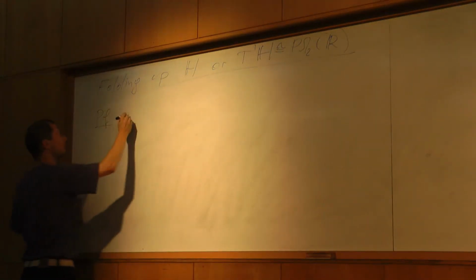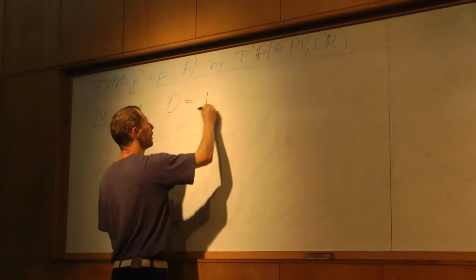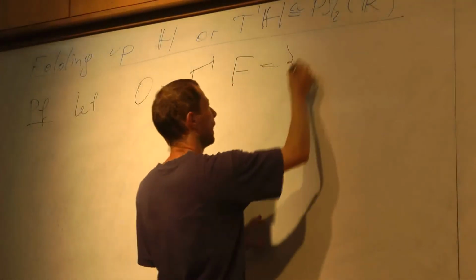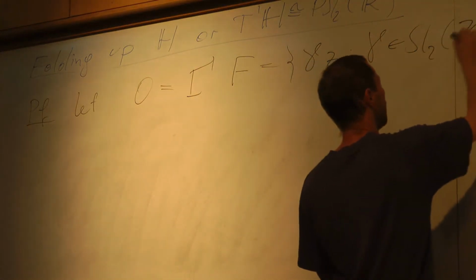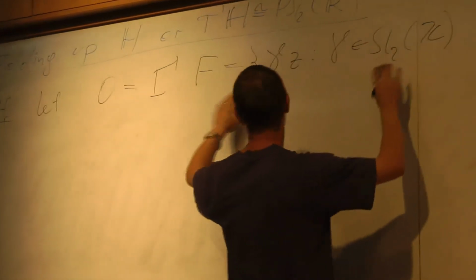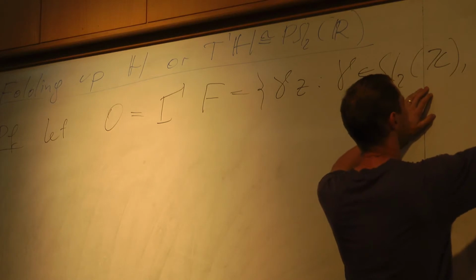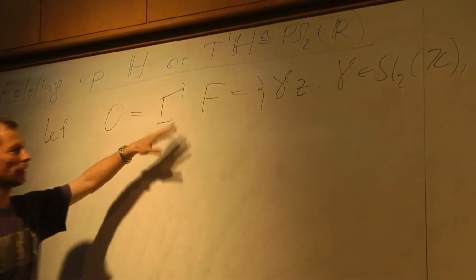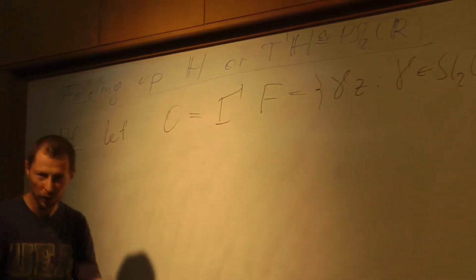Proof: another set O will be equal to gamma F. So I take all the possible elements gamma Z for gamma in SL2 Z, and Z in F. I take all these possible points that I get from SL2 Z and my fundamental domain that I want to prove is a fundamental domain.